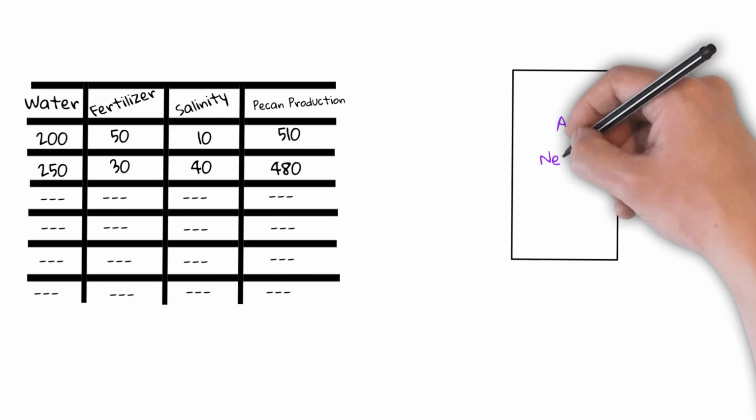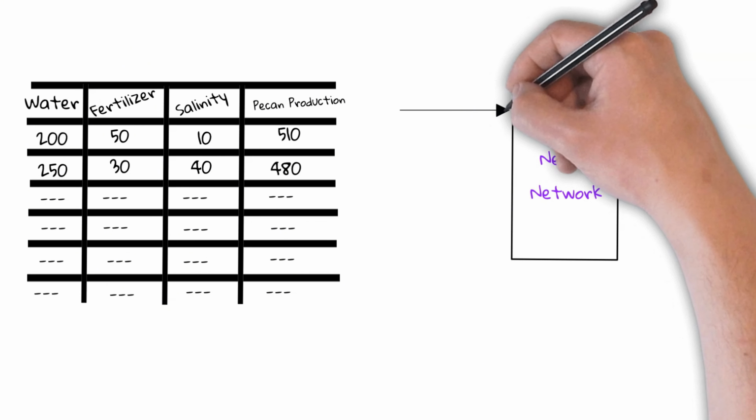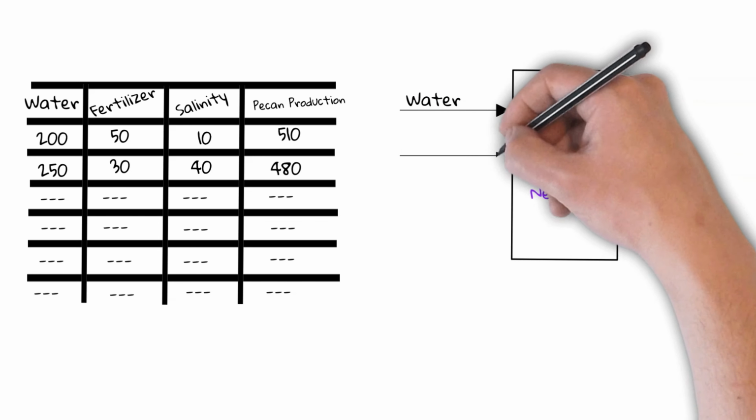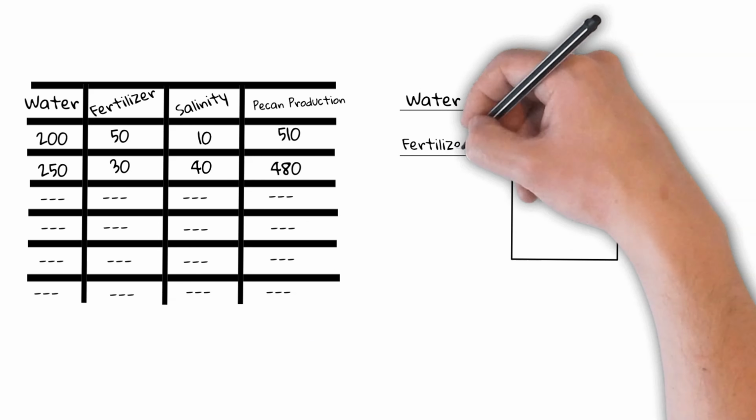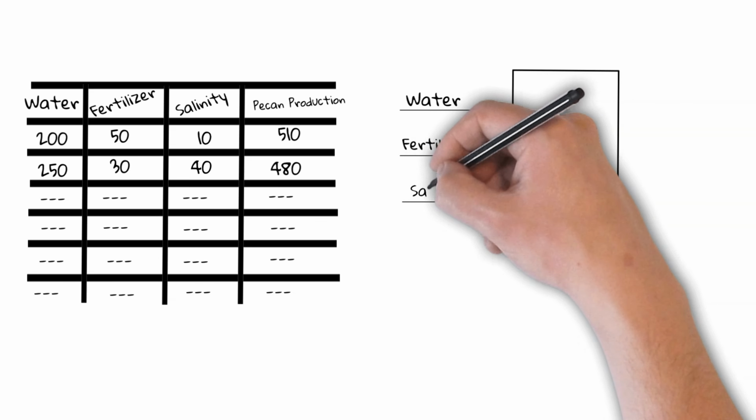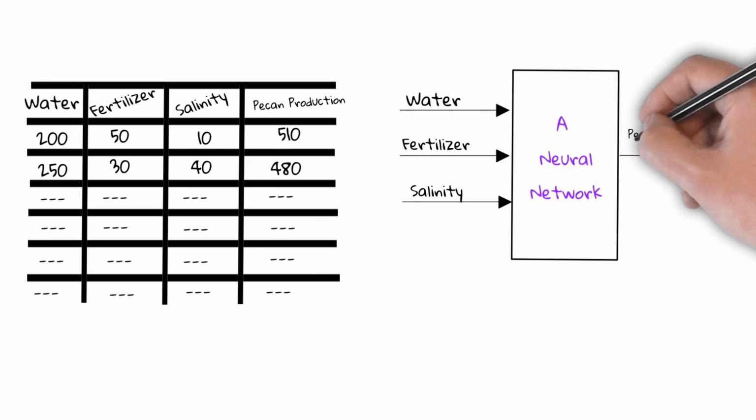When we discussed how neural networks work, we used a data table as an example. The table contains water, salinity, and fertilizer amounts, these three features. The target was to predict pecan yield.